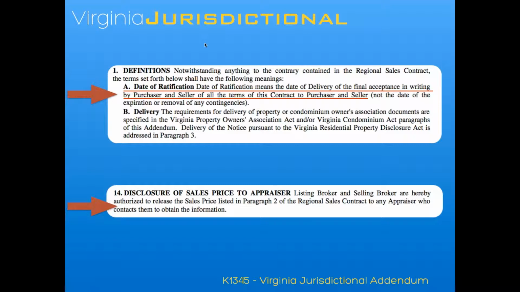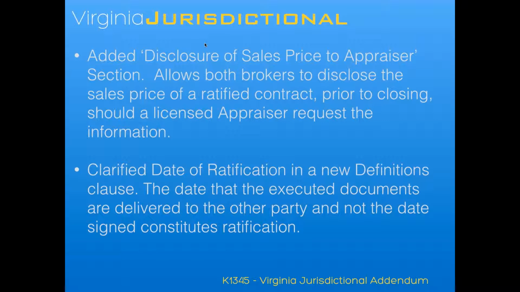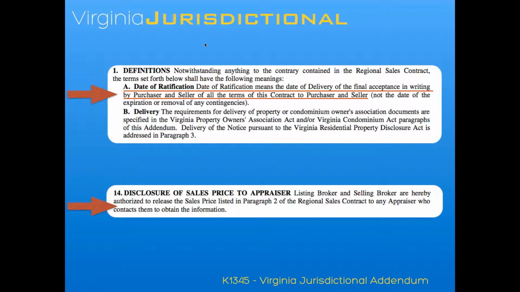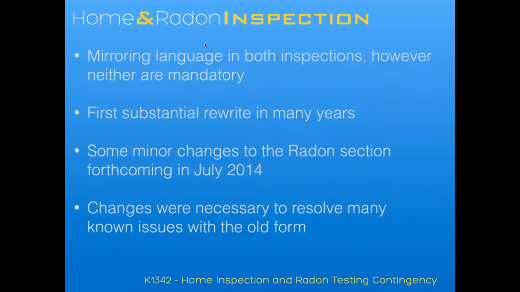Okay, very good. So those are the only changes for the jurisdictional addendum: the disclosure of sales price to the appraiser, and we have made very, very clear what ratification means. We think we've made it very, very clear. All right, the next one is the home and radon inspection, and this is probably the most substantial change, if you will, and the last one we'll cover today.